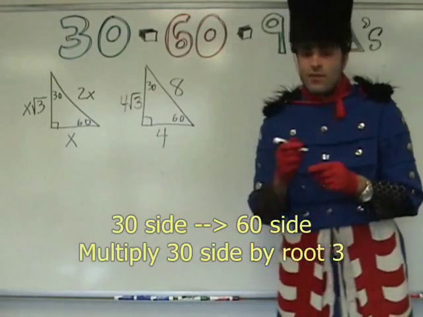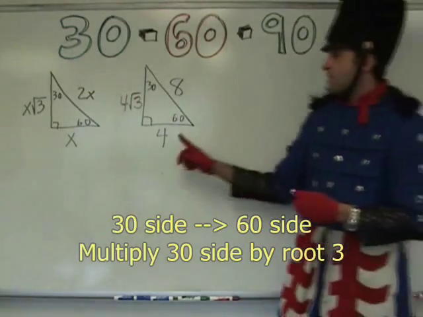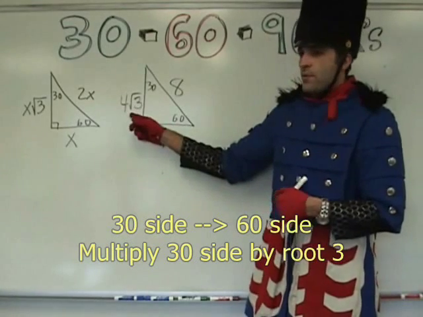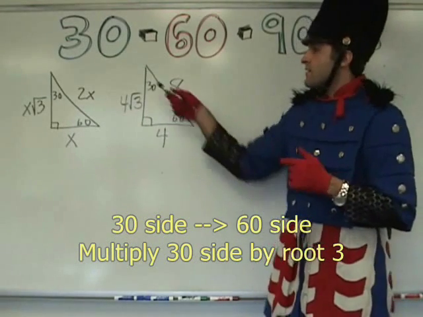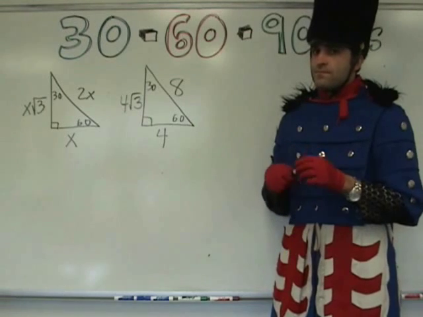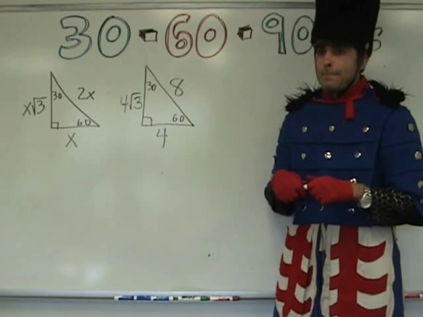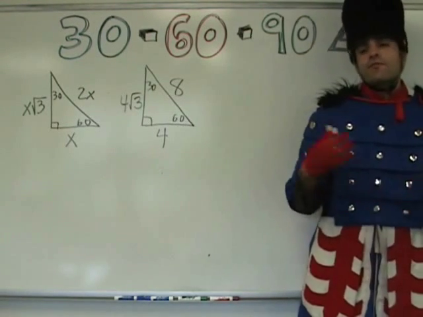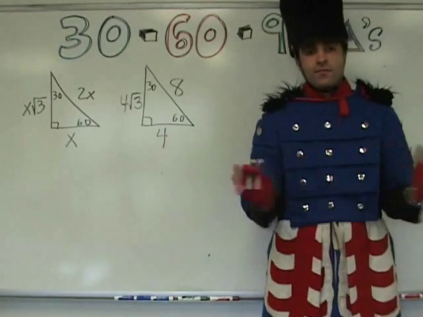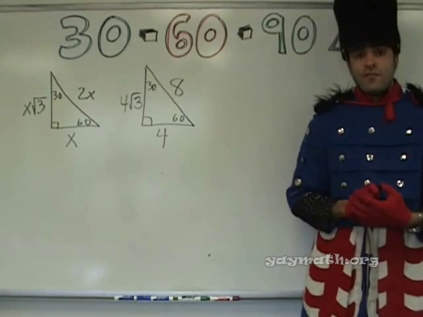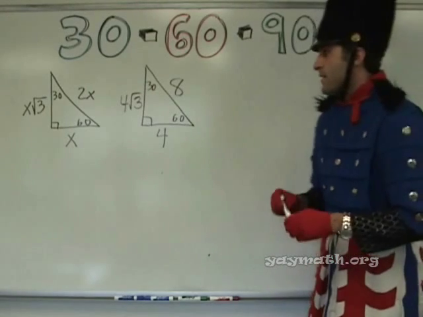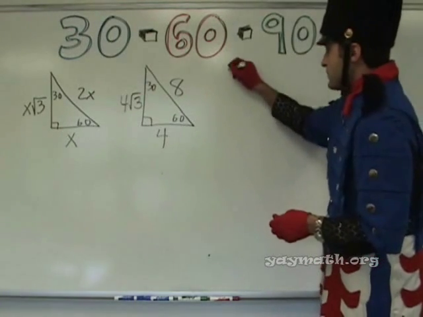That's a rule. Okay? Whatever the 30 side is, you multiply by the square root of 3 to get the 60 side. So you just leave it like that? You don't actually have to find the square root of 3? No, exactly. Square root of 3 is about 1.7. And it's always the square root of 3. Just leave it. Right. Now, let's do another example.